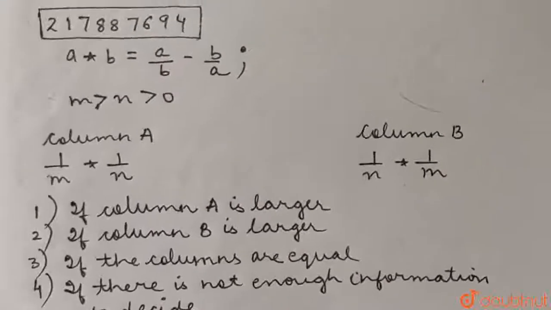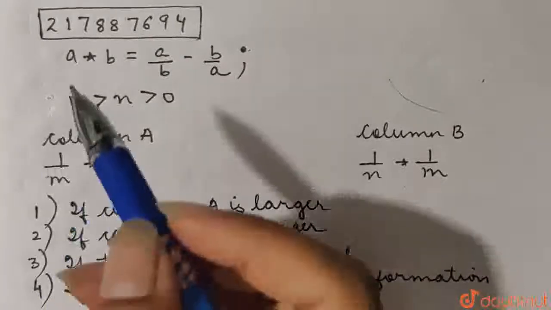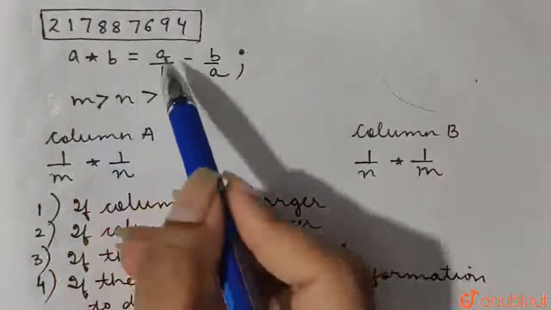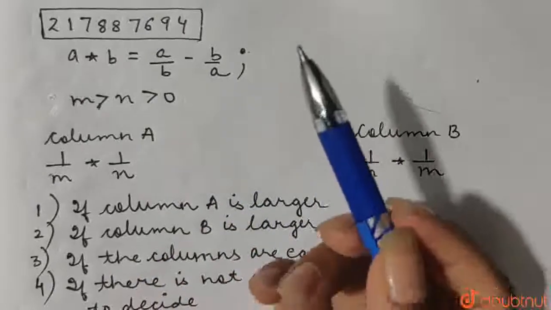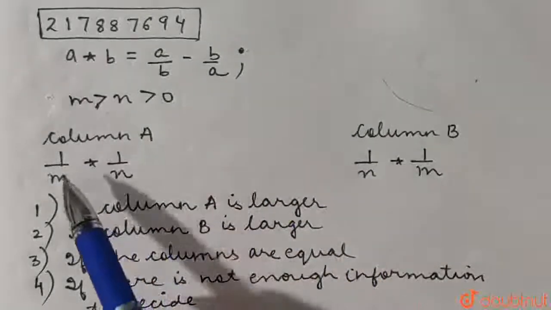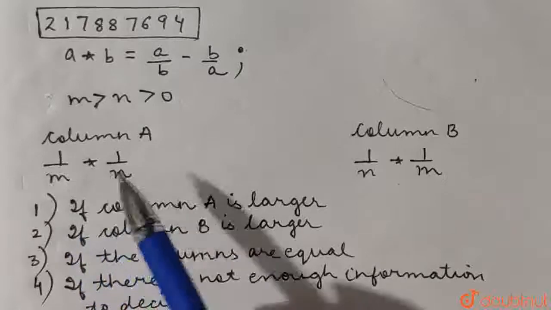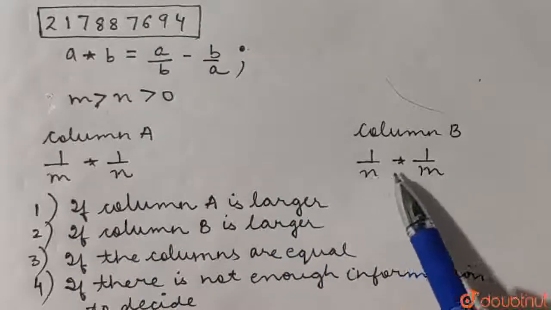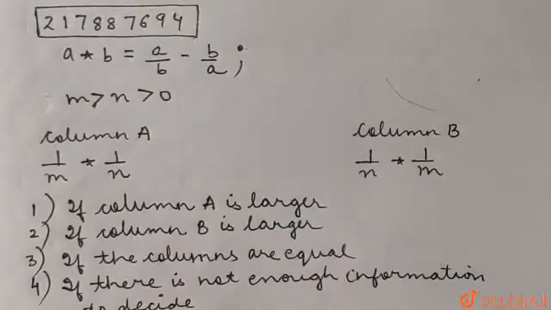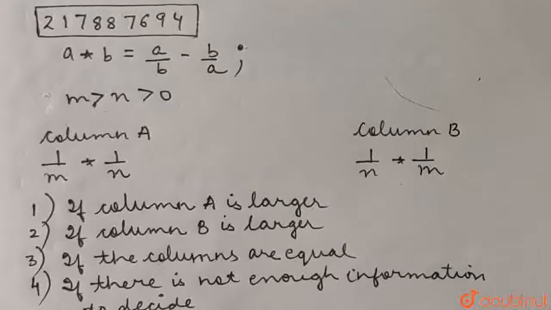So that means in the question A star B is defined as A by B minus B by A, and we have two columns. Column A is 1 by M star 1 by N, and column B is 1 by N star 1 by M. We need to decide which column is greater, or are they equal, or is it that we cannot decide from the given information.